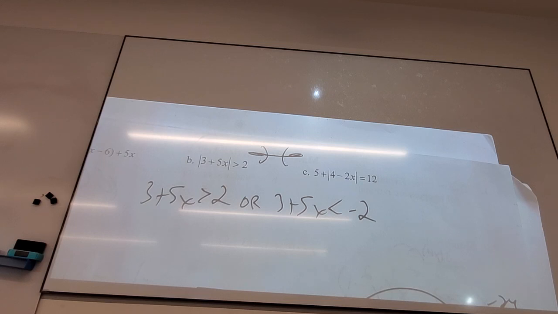So yeah, the big problem is you started doing stuff before you set up your 2 cases. So the very first step there is 3x plus 6 equals 3 or 3x plus 6 equals negative 3. And you solve each of those.